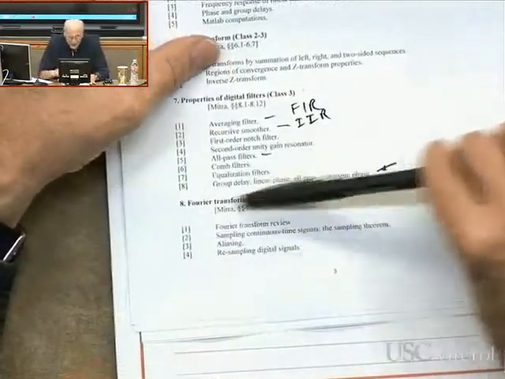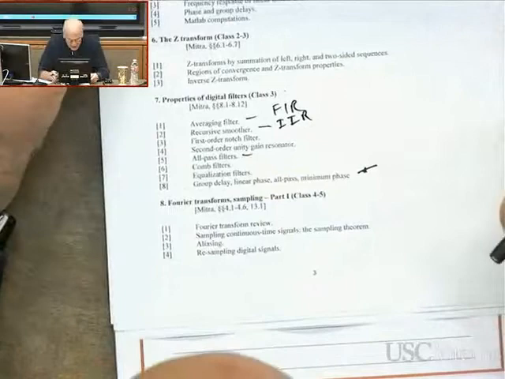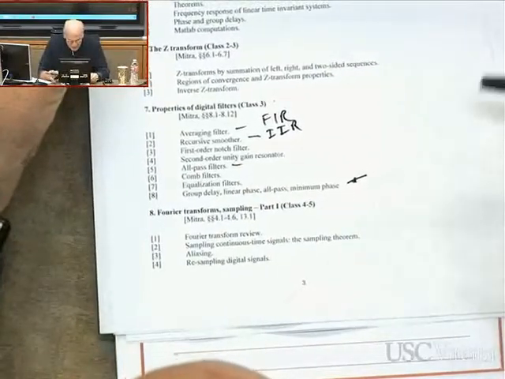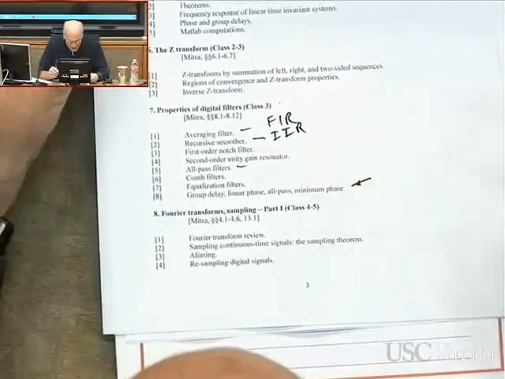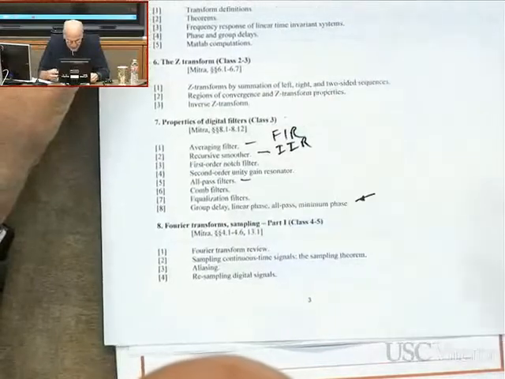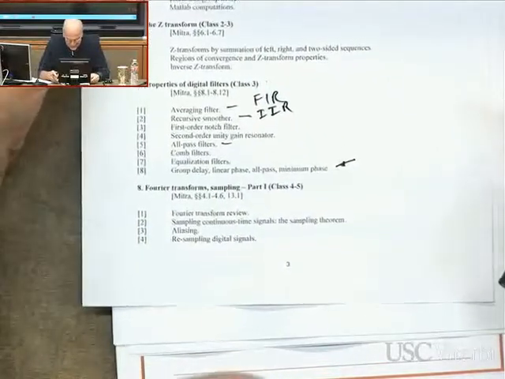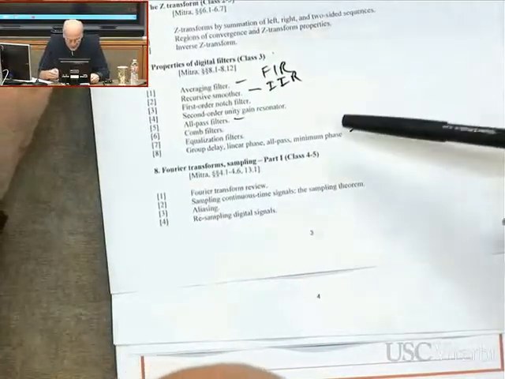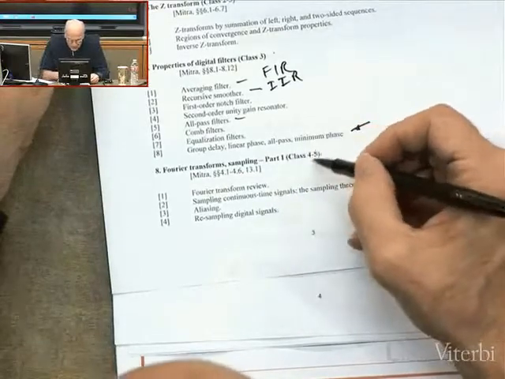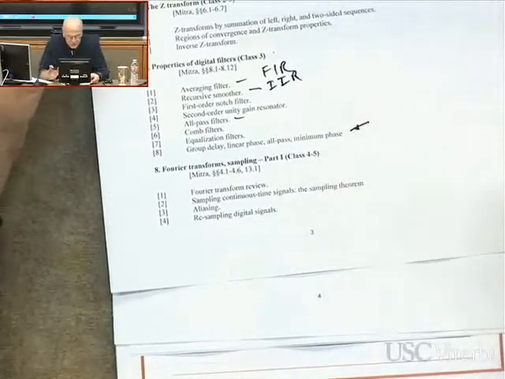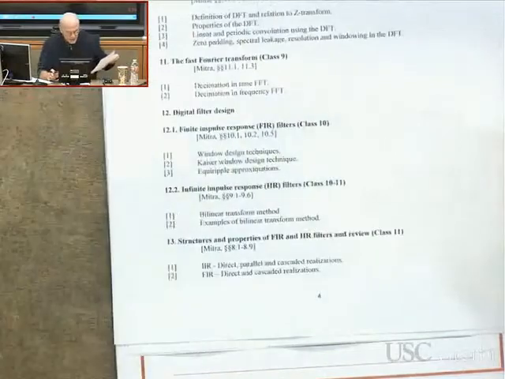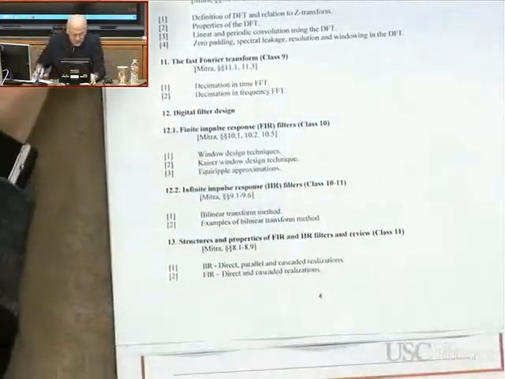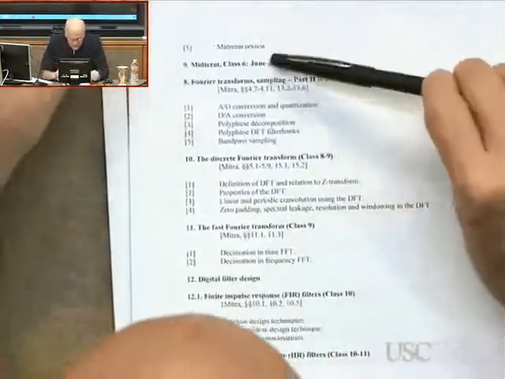So that'll be some theoretical discussion, all to help you learn about filters. And then at that point, we're ready to start discussing Fourier transforms and sampling. And that's probably going to cover most of the rest of the classes up to the midterm. And then the midterm, as I indicate, will be June 25th.